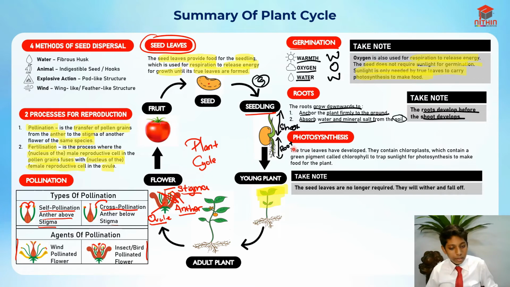Okay, next we need to take note about photosynthesis. And photosynthesis actually occurs when the young plant has formed its true leaves. Okay, so for photosynthesis, the true leaves have developed. So this is for the young plant. They contain chloroplasts. I hope you remember from the cell systems video, they contain chloroplasts, which contain a green pigment called chlorophyll to trap sunlight for photosynthesis to make food for the plant. And so the seed leaves are no longer required, and so they will wither and fall off.